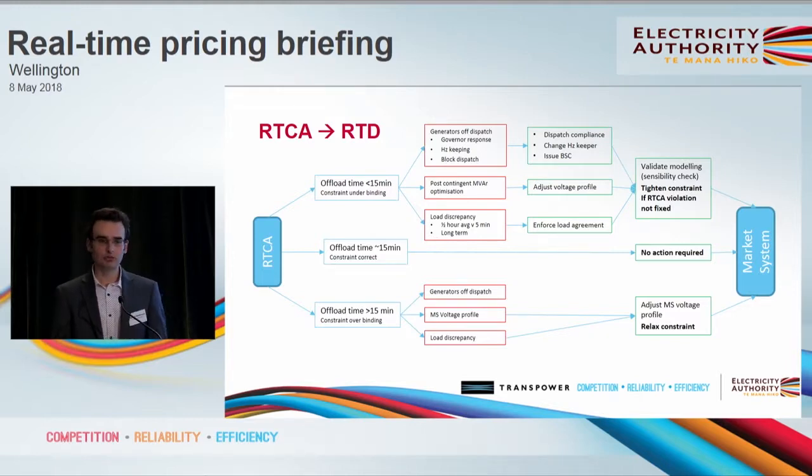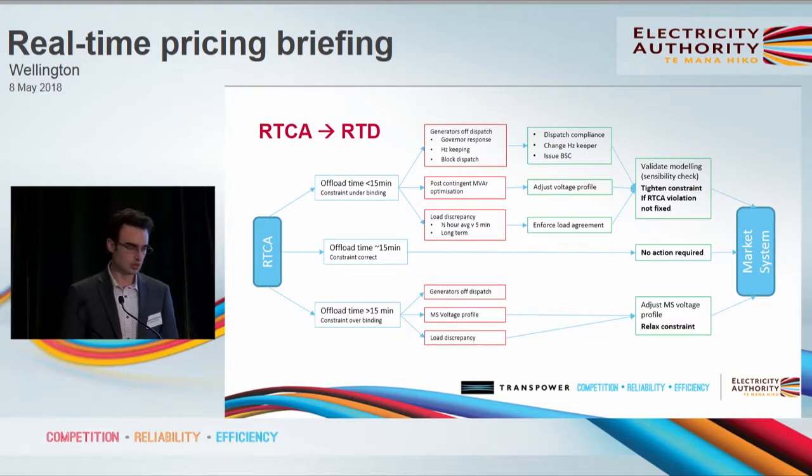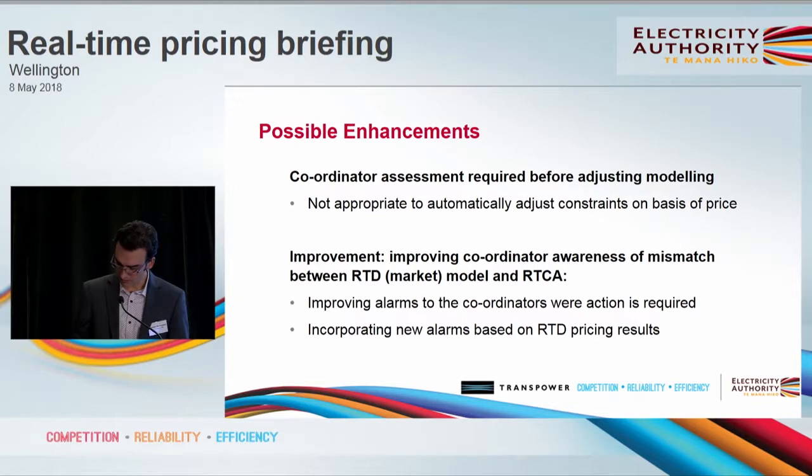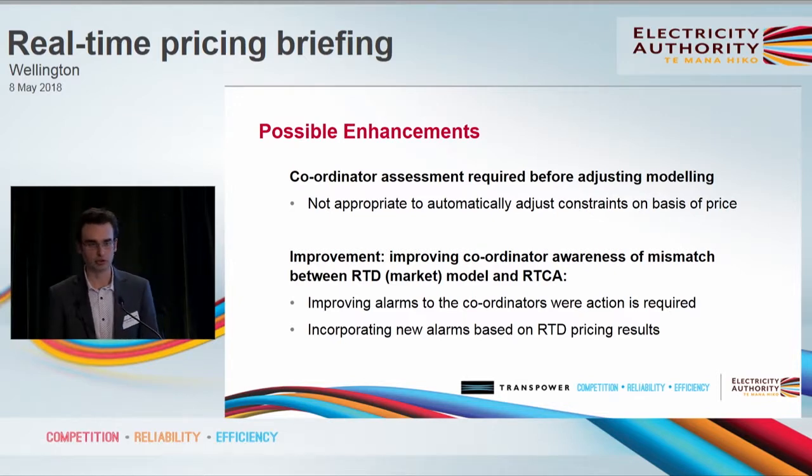At the end of the day, if all of those things have resulted in an outcome that is that our right-hand side is wrong, then we can tighten the constraint. Alternatively, we can relax the constraint if all those inputs are found to be correct, and we've still got this adverse or this mismatch between reality and dispatch. So, as far as real-time pricing goes, our focus is going to be making sure that these constraint right-hand sides are correct.